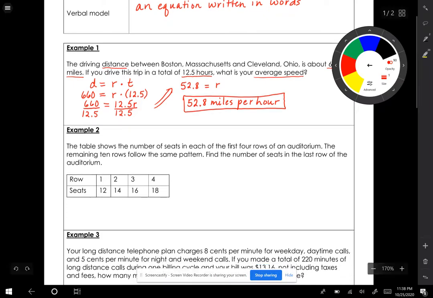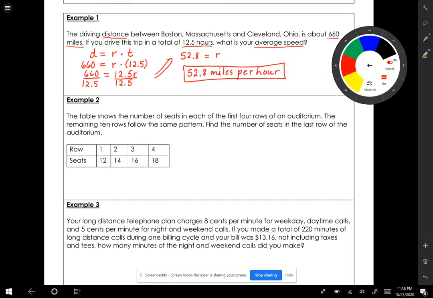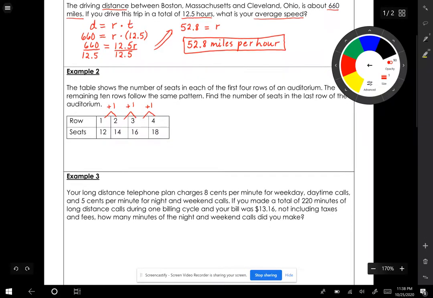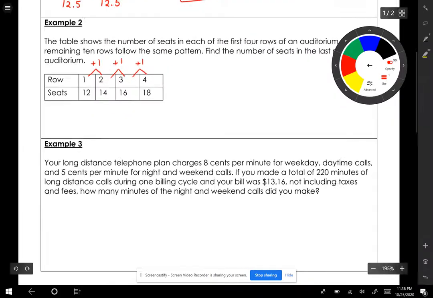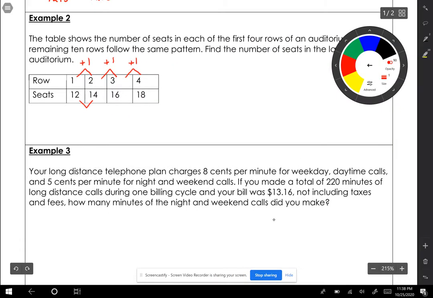So the thing we need to notice here is what's the information in the table. So we have the first 4 rows. In row 1, there's 12 seats. Row 2, there's 14, and so on. So notice each of the rows is going up by 1. And each of the number of seats in each of the rows is going up by 2. So plot positive 2 because there's an increase.